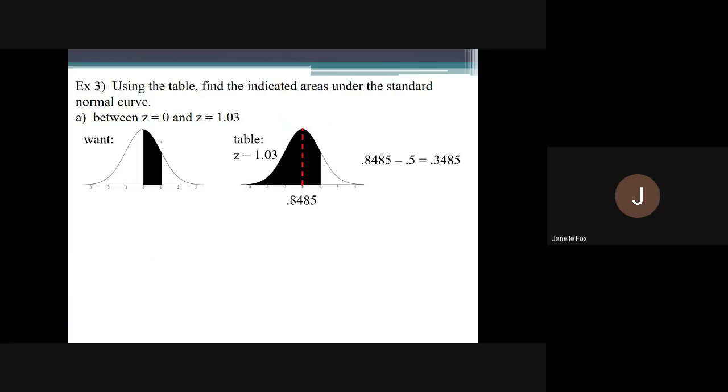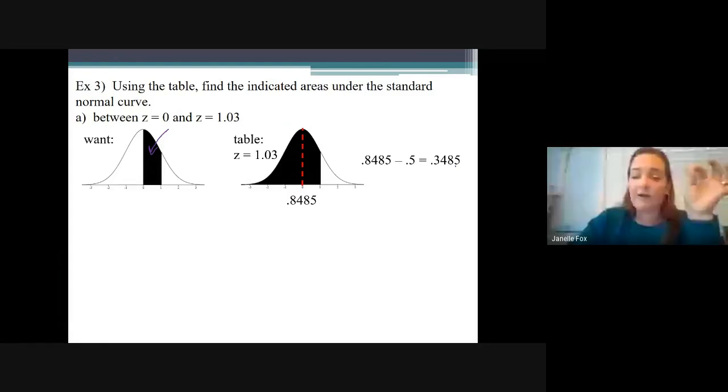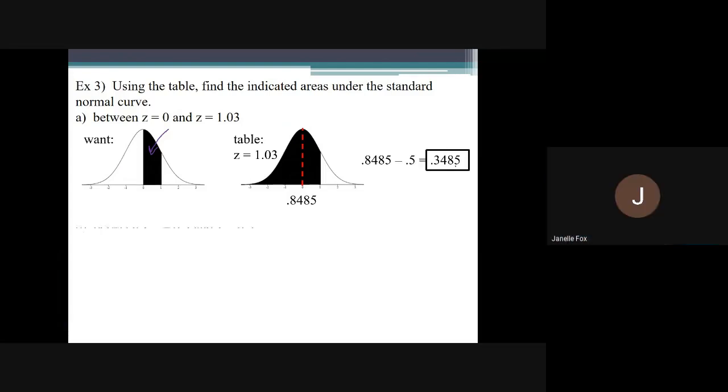This little strip right here is representing 0.3485 of the area, okay? And didn't I say at the beginning that I knew it was going to be just a little bit above 34%? It totally makes sense. I love math when it makes sense. Okay, let's go for this one.